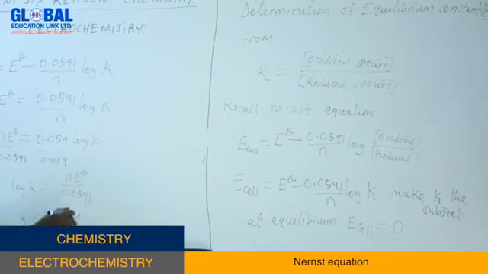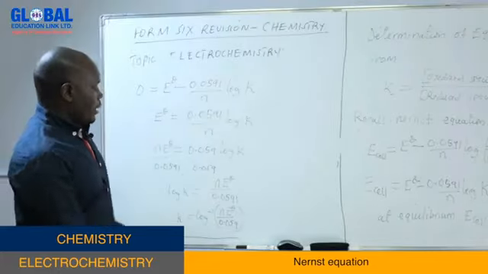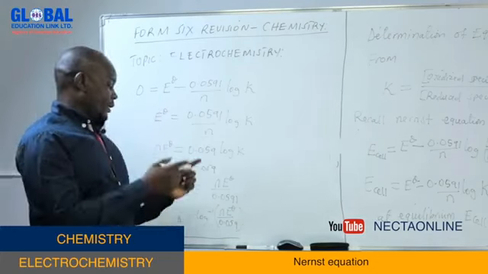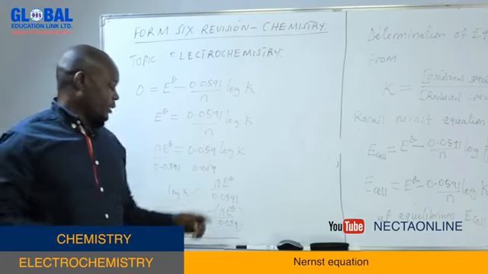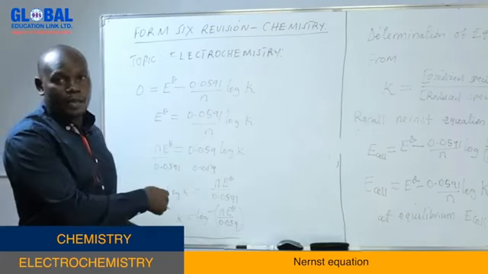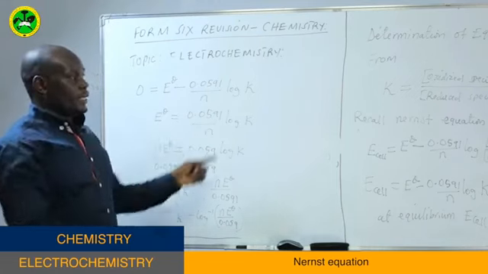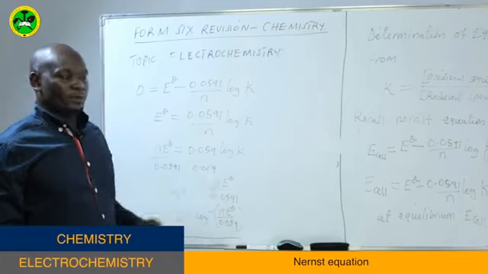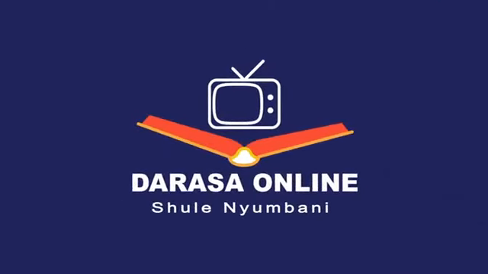So from there, I'm sure once you have been given the question, you will be able to determine the equilibrium constant as well as the EMF of a cell. Now, for the application of these equations, after a short break we'll go to the equations and see how you can apply them in calculating the EMF of a cell as well as the equilibrium constant of a cell. You are watching DARASA Online.